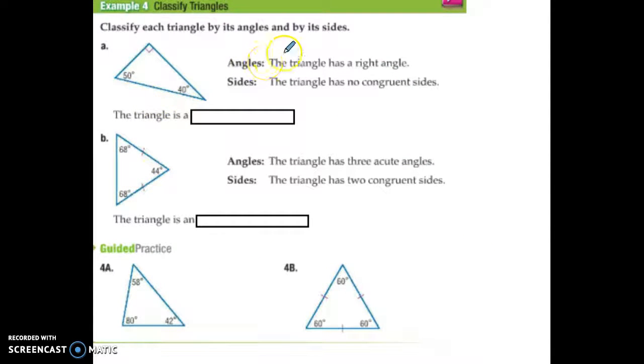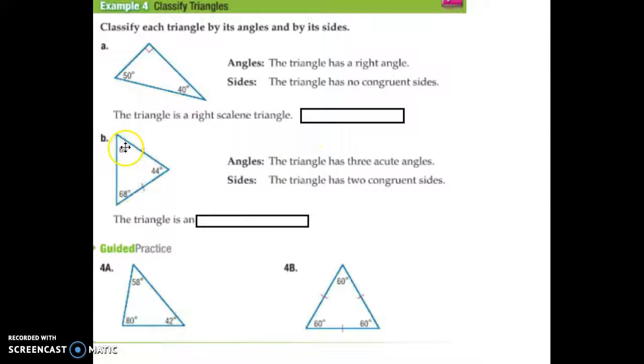Classify this triangle by its angles and by its sides, both ways. So I look at the angles first. 40, 50, 90. Well, I have a right angle. One right angle tells me this is a right triangle. Now I look at the sides. Do any of the sides look like they're the same, or are they marked the same? No, they all look a little bit different. So that'd be scalene. So this would be a right scalene triangle.